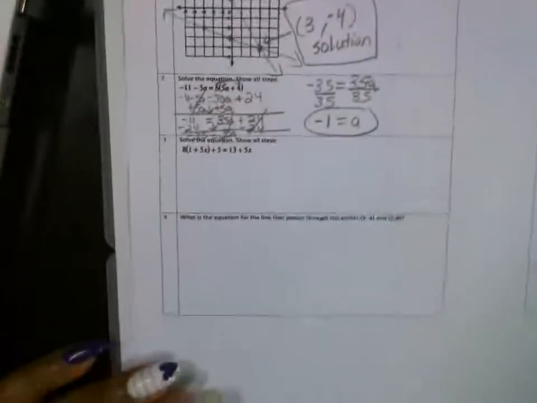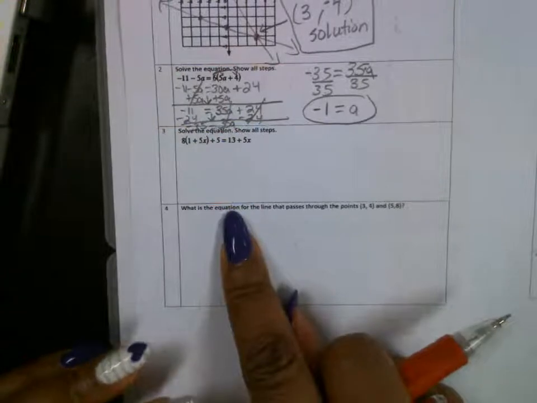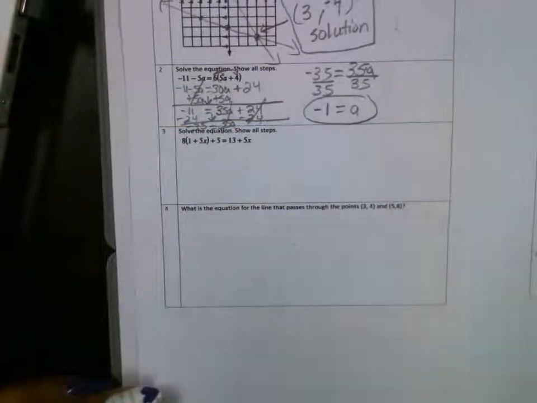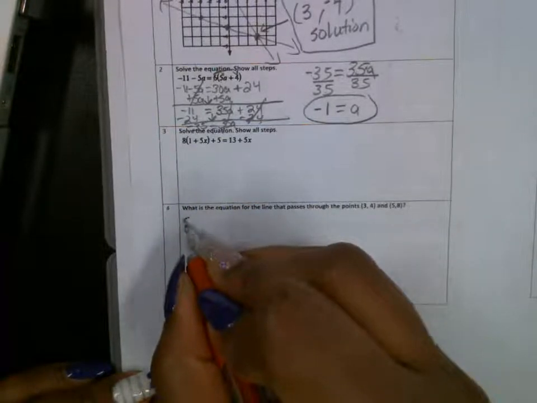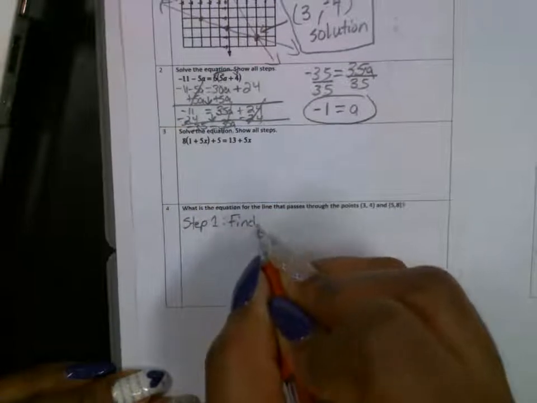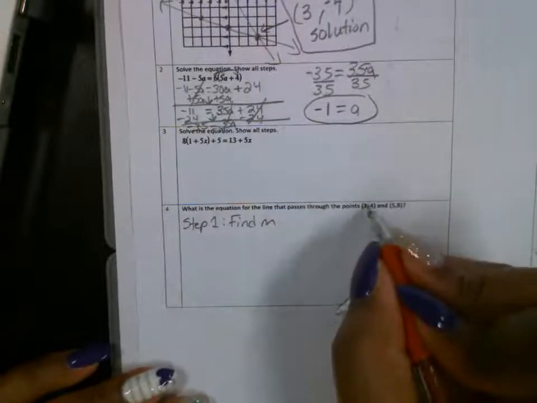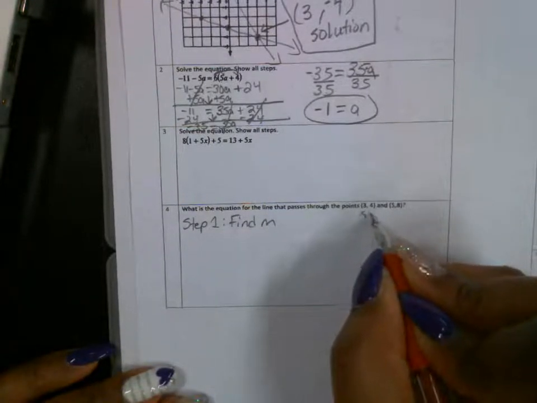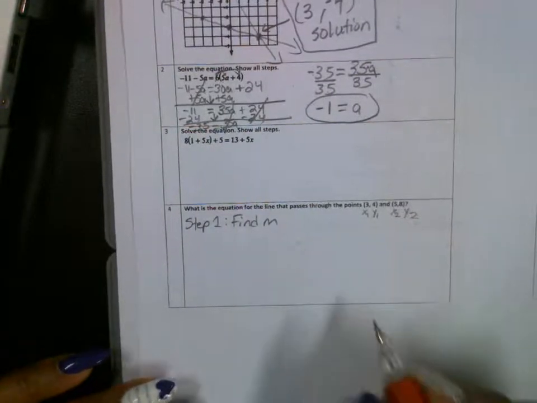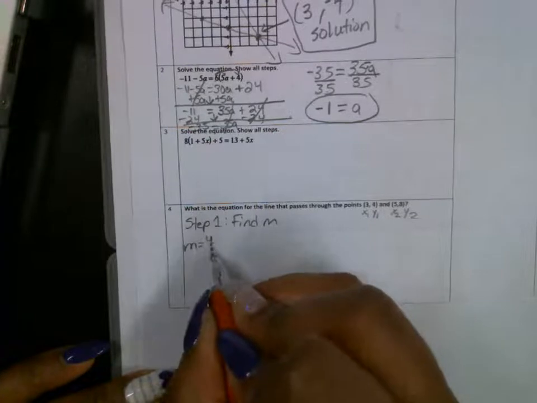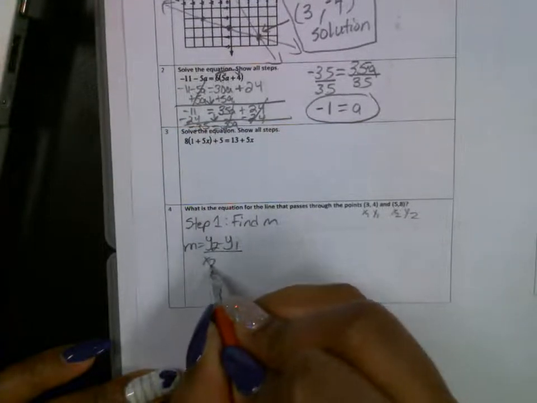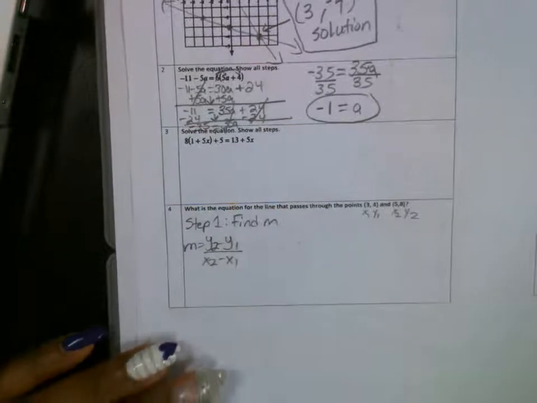Number 4, the last one. It says, what is the equation of the line that passes through these 2 points? Remember, there are 3 steps. The first step, step 1, is to find m. So let's label the points: x1, y1, x2, y2. And we're going to use the slope formula, y2 minus y1 over x2 minus x1, okay?